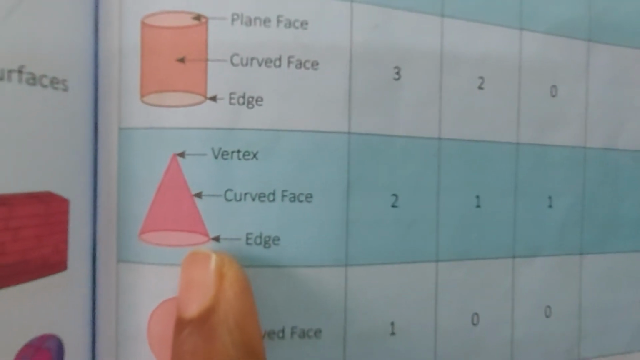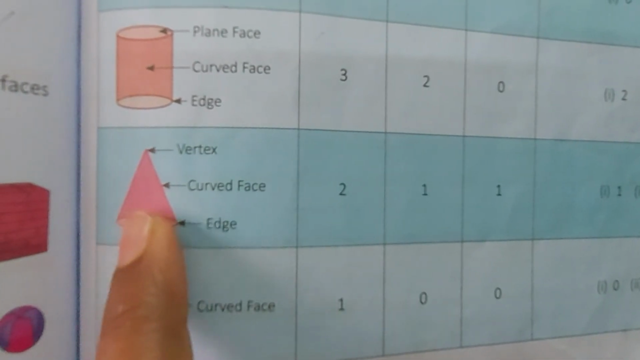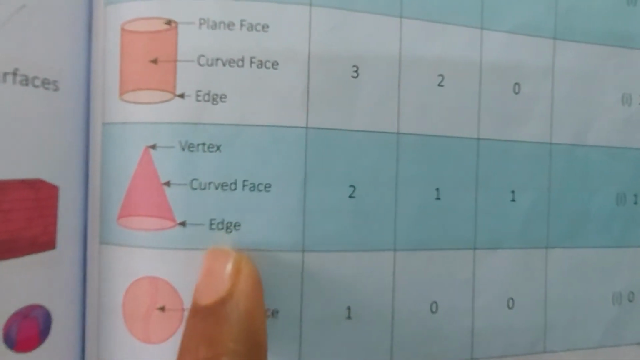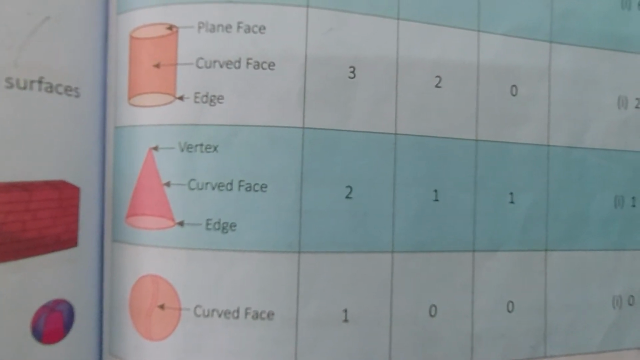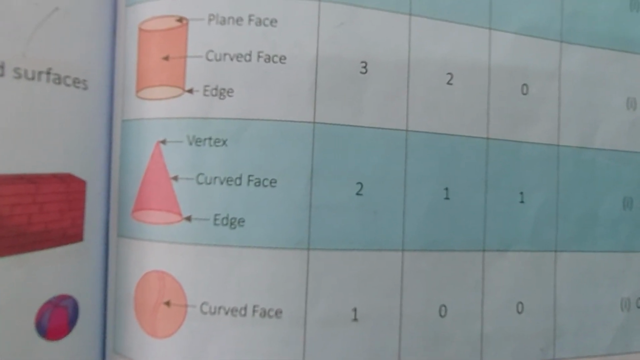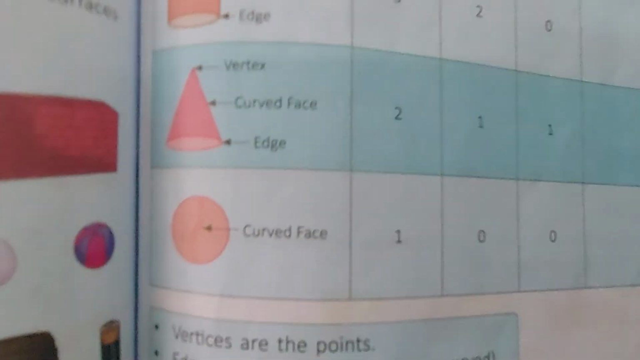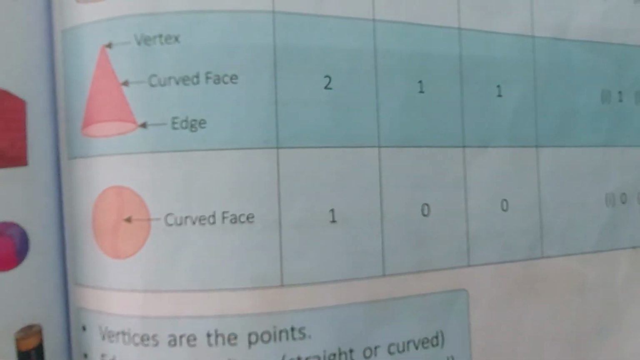Next is a cone. It has two faces. This one is a flat face, this is a curved face, this is a vertex, and this is the edge. One face is plane, one is curved, one edge, and one vertex. Next we have a sphere. It has one curved face, it has no edge, and it has no vertex.